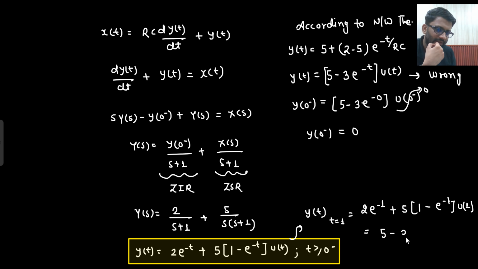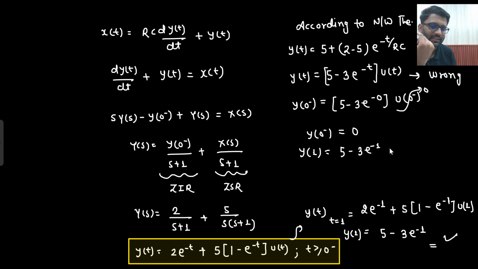So what you are getting is 5 minus 3 e to the power minus 1. This is the value at 1 second. So at 1 second, this is the result you are getting. And here, what will be the result you will be getting at 1 second from this equation? That will also be 5 minus 3 e to the power minus 1, and u of 1 you put here. That will be 1 only. So this result and this result are both the same.